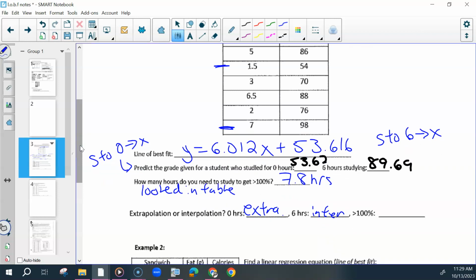For the greater than 100%, that would be in your y's. So I see my lowest is at 54, my highest is at 98. Does that fall within or outside of that data? Outside, so extrapolation. Right? So does it fall within the data or does it fall outside of the data? That's all that those words mean. Questions so far?